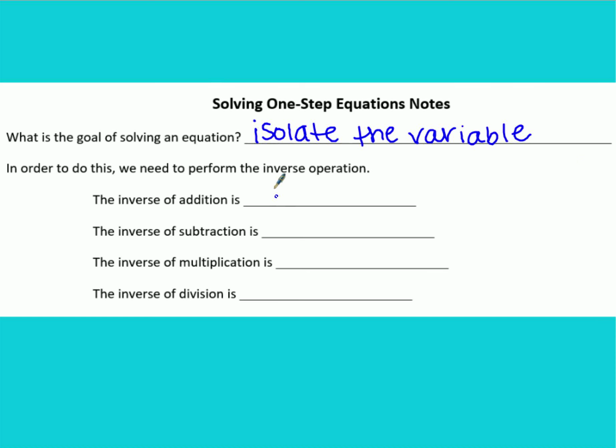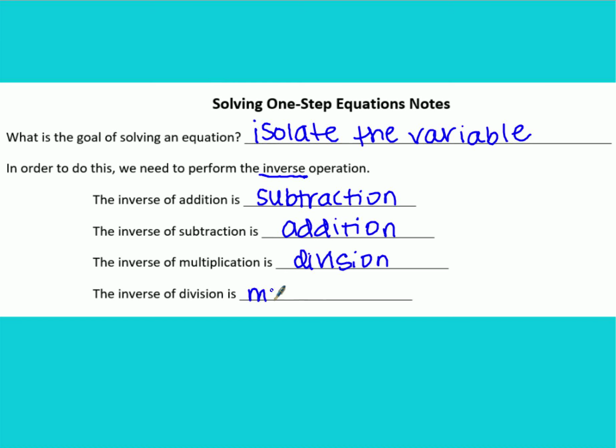So in order to do this, we need to perform the inverse operation. Inverse just means opposite. So you're just trying to think of what would undo each of these operations. So for the inverse of addition, that would be subtraction. And therefore the inverse of subtraction would be addition. So in order to undo those, you do the opposite operation. The inverse of multiplication would be to divide, so division, and the inverse of division is multiplication. So you'll see what I'm talking about as we go through some examples here, but these are just some basic rules to keep in mind as you're going through this.